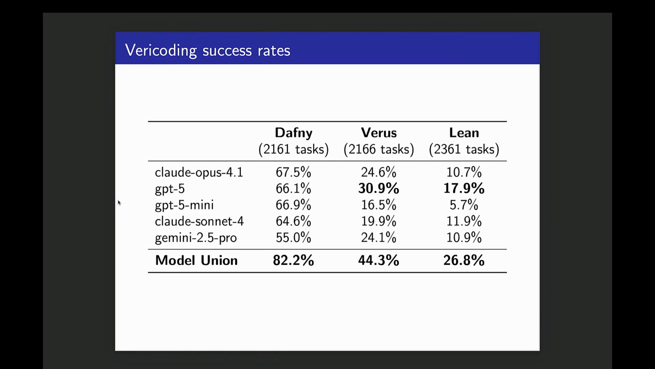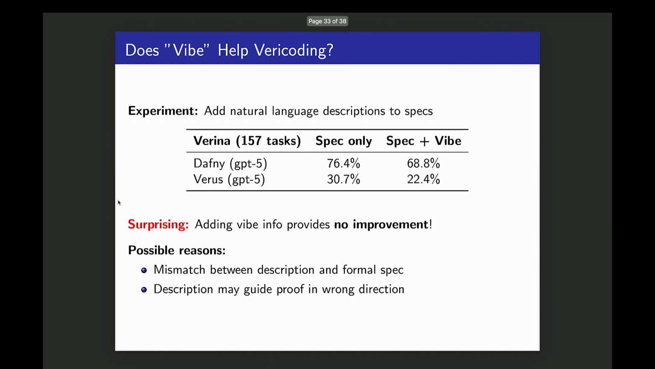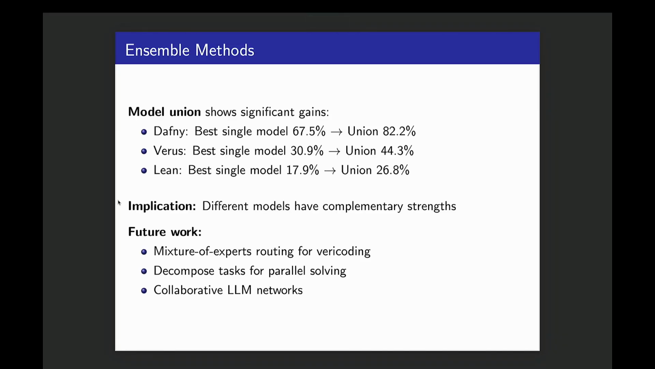And for Verus, I must say, we give the compiler message to the LLM, and even for humans I can understand, but for an LLM, I think in general the compiler messages could be better for Verus. We have some speculative reasons why Dafny is better. For Lean, we did some vibe coding combining, but it just doesn't add. If you add a natural language description, it actually makes it worse.